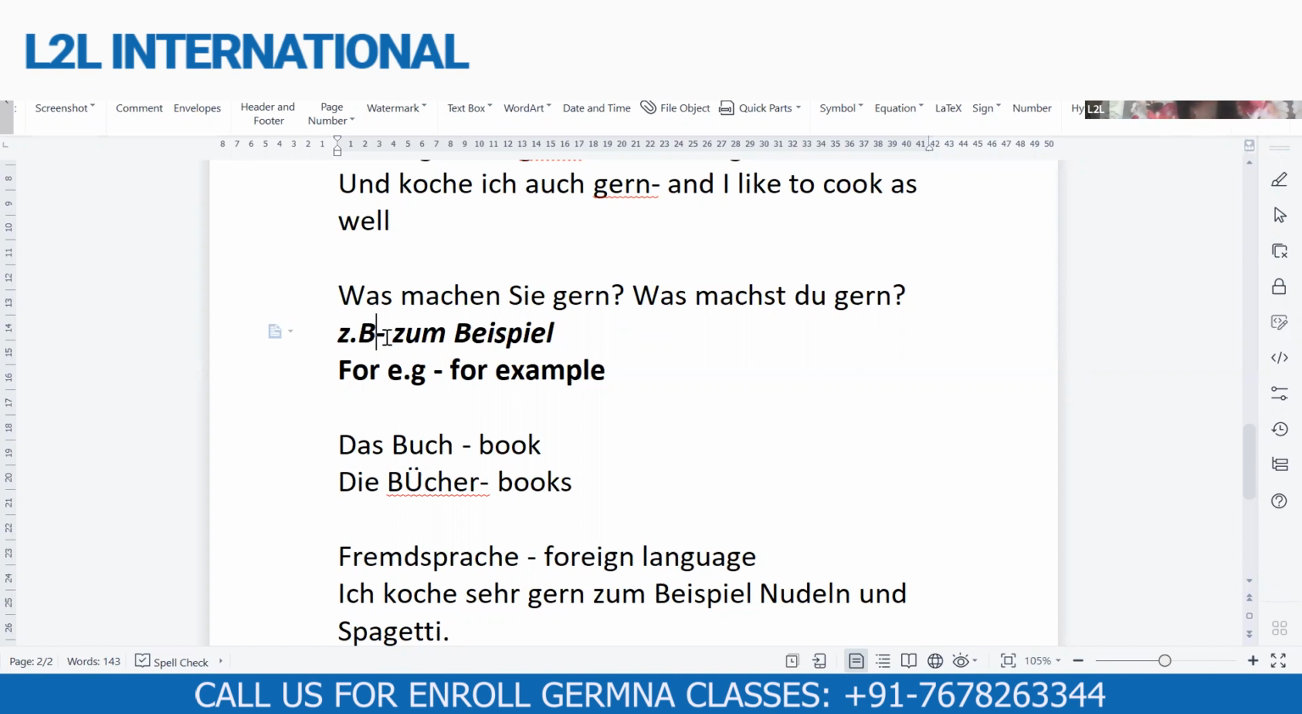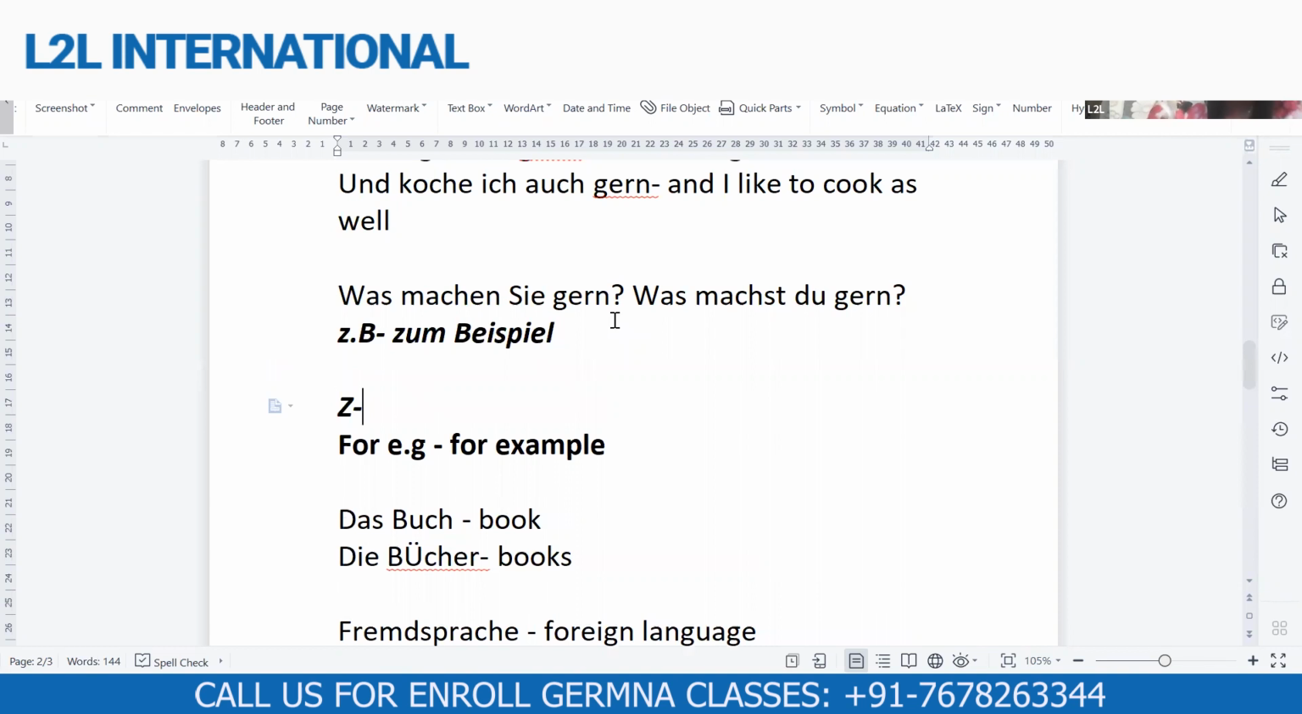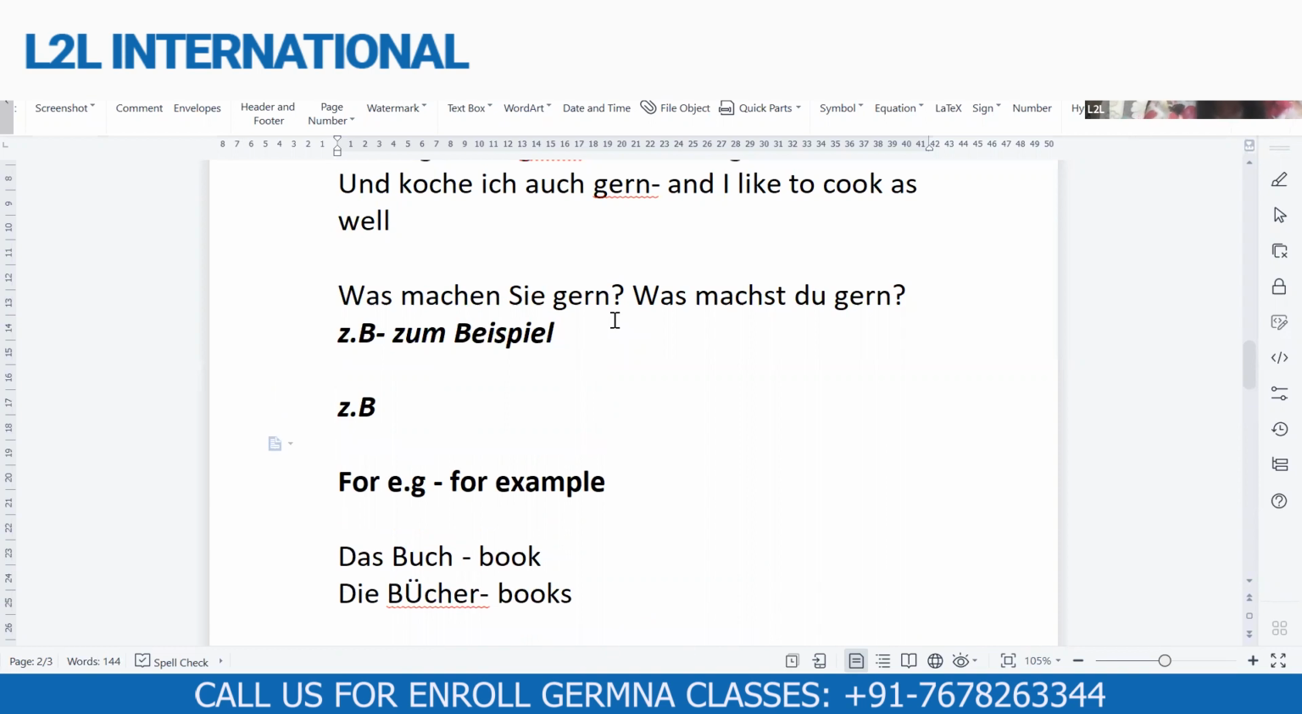You need to understand, whenever you see small z and capital B, it is related to Beispiel. Small z and capital B. Remember, the sign is small z, always small z and capital B. If you see somewhere capital Z and B, it is not example. It is not the short form for example.